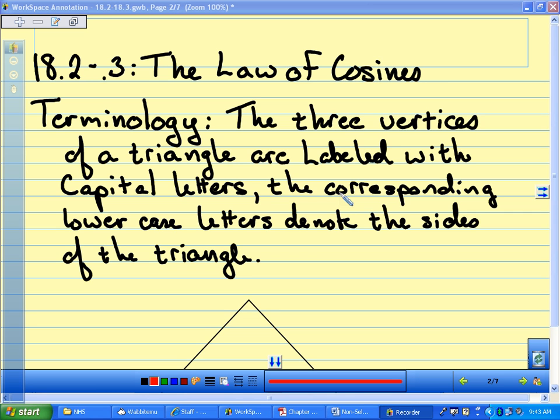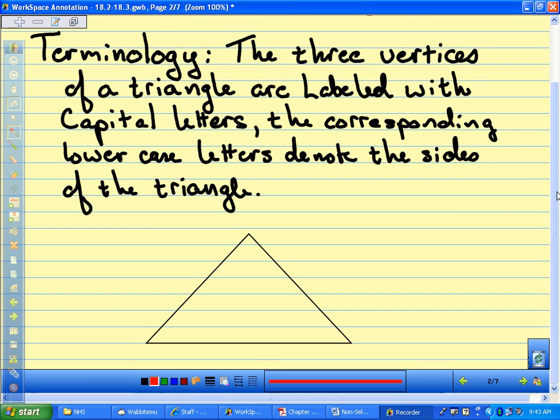The 3 angles, or the 3 vertices of the triangle, are going to be labeled with capital letters. So we could call this triangle A, B, C. Does it matter where we put the A, the B, or the C? Could they go on any of the 3 vertices? Yeah, absolutely they could go on any of the 3 vertices. But then we've got the sides as well.